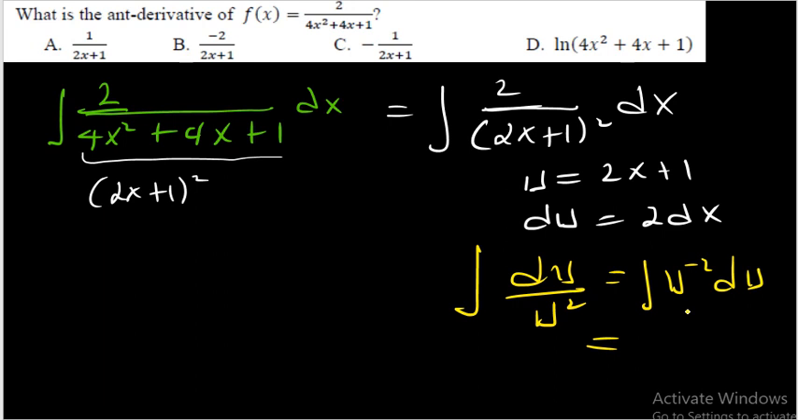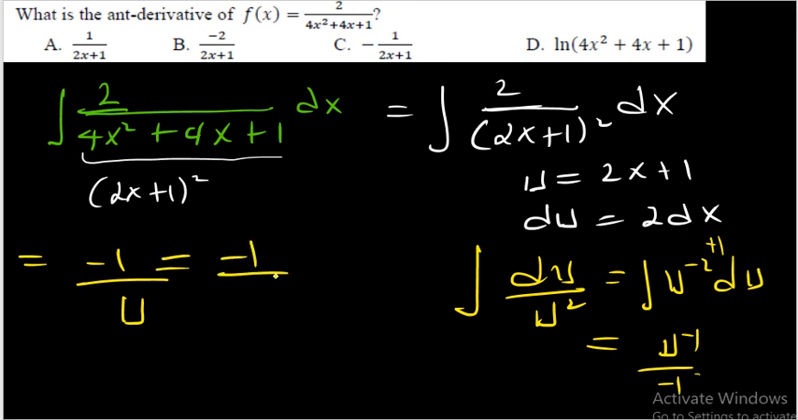When I integrate it, I add 1 to the exponent, so u to the power of negative 1 over negative 1. So I will write it properly. It's going to be negative 1 over u. The negative in the denominator part, I can bring it up, and since the exponent of u is negative, I just brought it down, so it will be negative 1 over u, which is 2x plus 1. So the answer is going to be C.